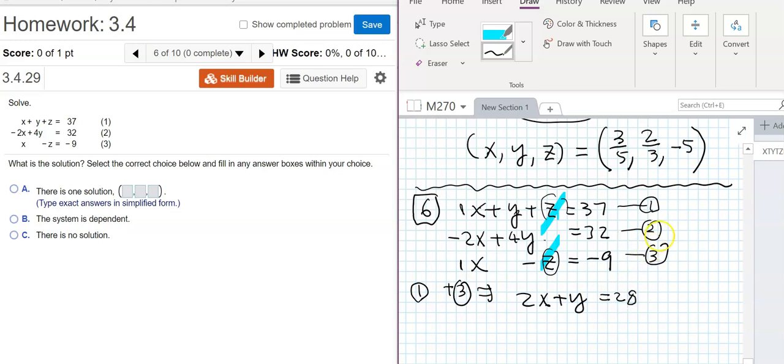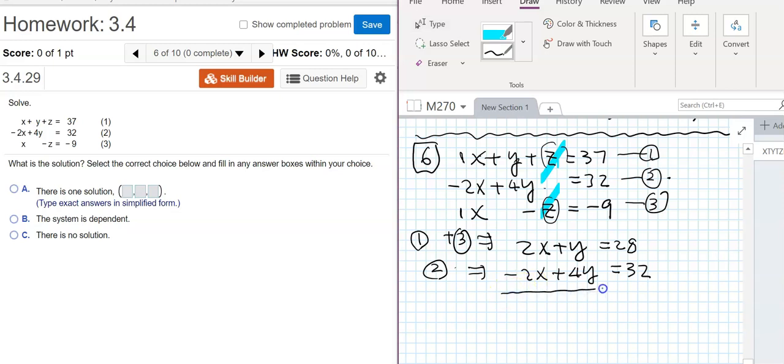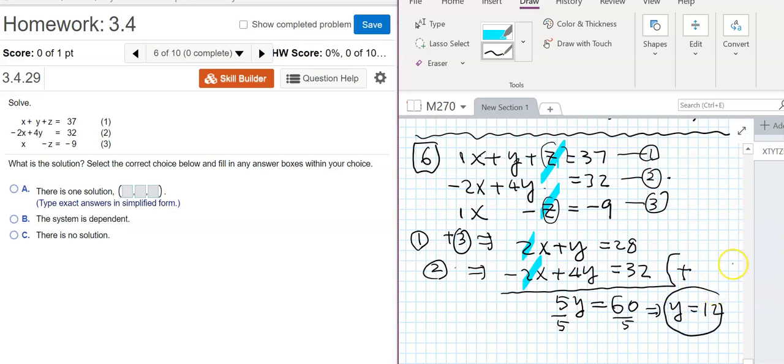And then now I have this equation number 2, negative 2x plus 4y equals 32. Now when I add, x gets canceled again. I get 5y equals 28 plus 32, which is 60. So solve for y, divide by 5. That makes y equal 12.